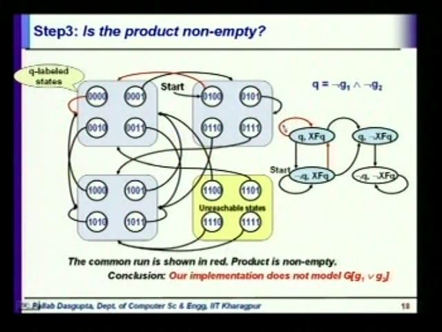See, this product automaton, how do you construct the product automaton? What is the relationship between these and these? What is q? Q is not g1 and not g2. So, what is that in terms of our state encoding? 0, 0, right? So, you are asking whether you can reach 0, 0.